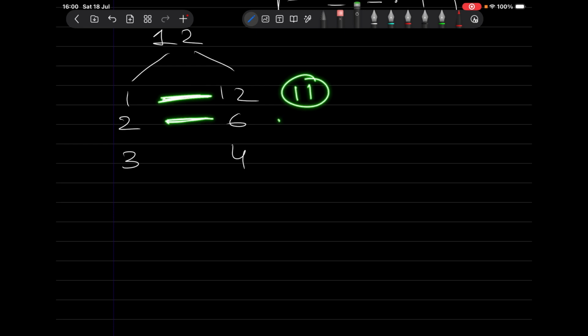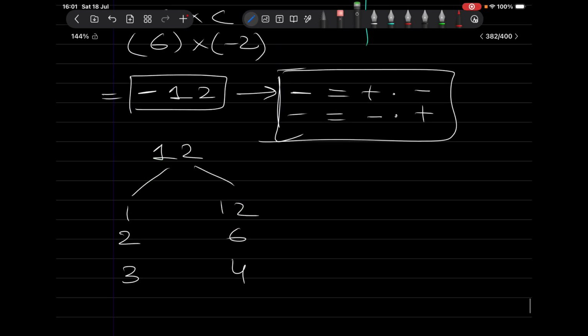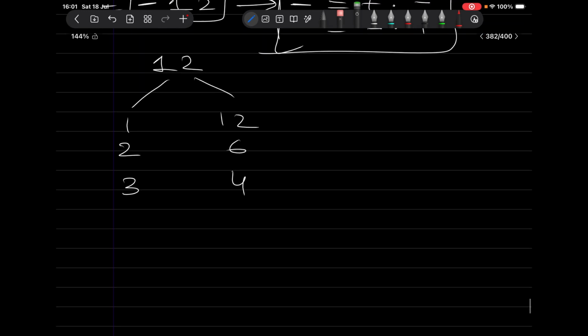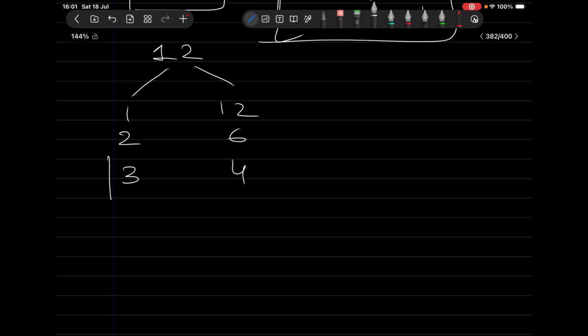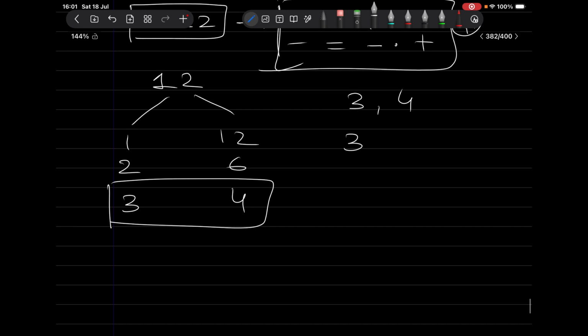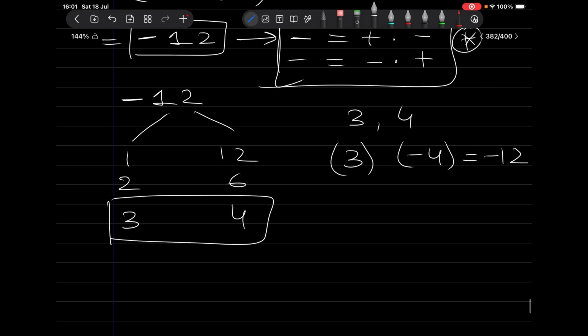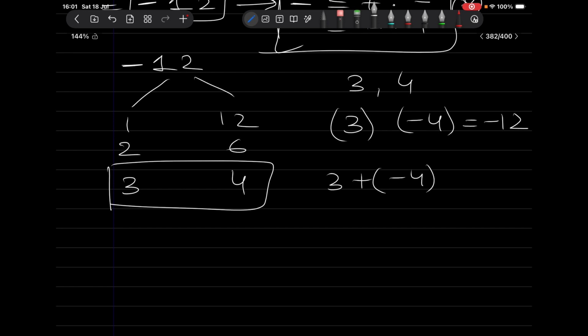If I see the difference, that is 6 minus 2, that is equal to 4. If I see the difference here, I have 4 minus 3, that is equal to 1. So the difference is 1 over here, and I want the difference as minus 1. So if I pick this pair, I have 3 and 4. If I do one positive, one negative, 3 into minus 4, that is equal to minus 12. And if I sum 3 plus minus 4, what I will get is minus 1.